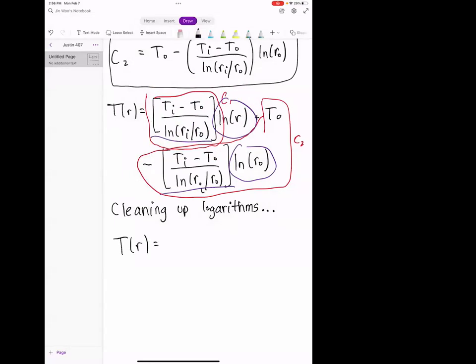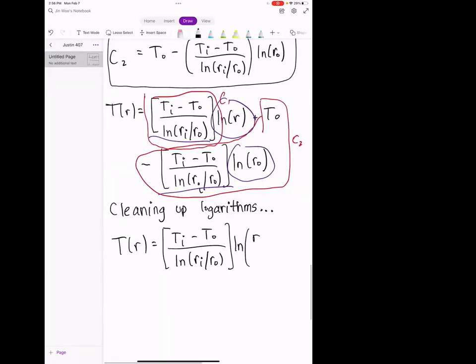So we have T of r is equal to (Ti minus To) divided by ln of Ri divided by Ro, times ln. I'm going to combine these two logarithms, and so it's r divided by Ro, plus To.